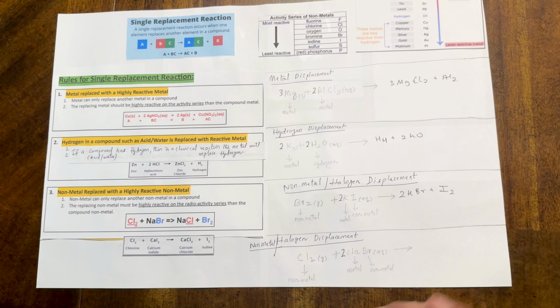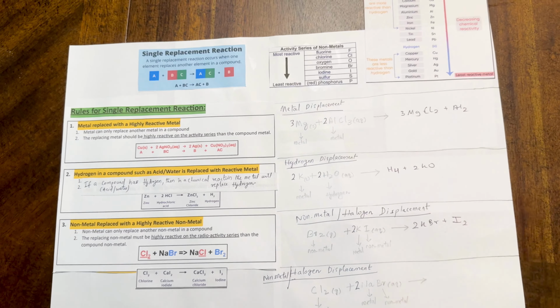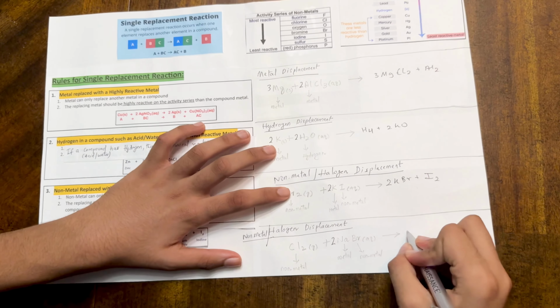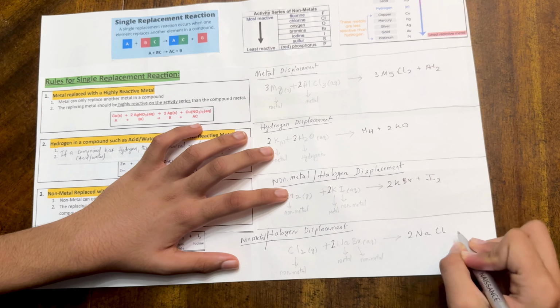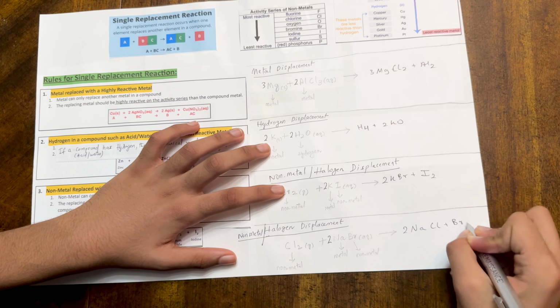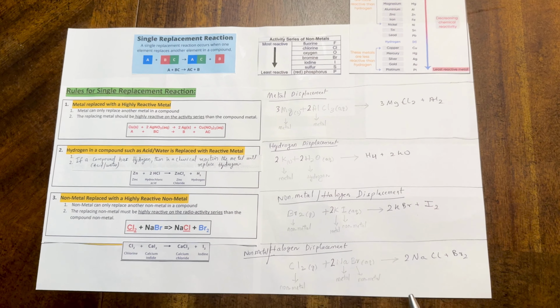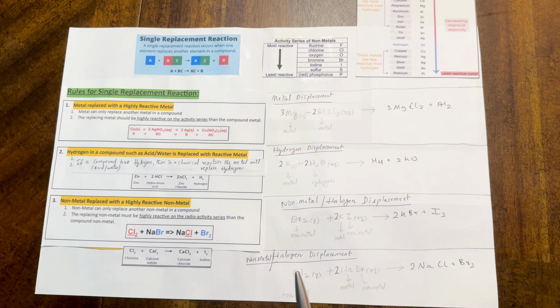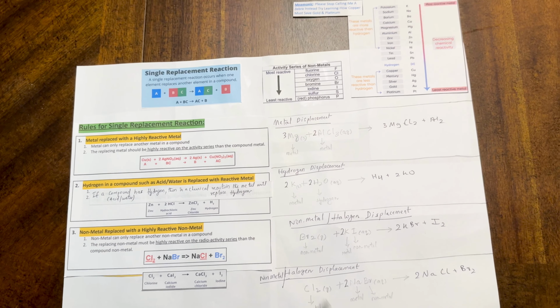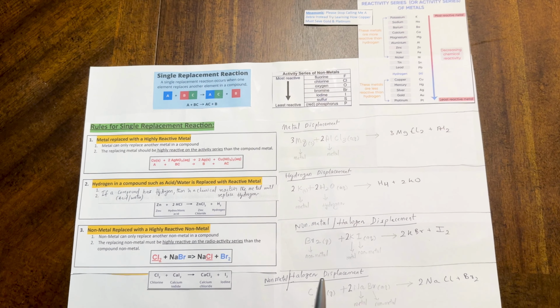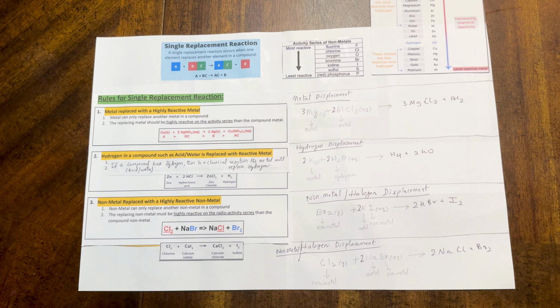Another example of a non-metal being displaced is chlorine. Then we have sodium and bromine. Bromine and chlorine are non-metals, but sodium is a metal, so sodium stays. If we go here, bromine is here, but chlorine is higher up, so it's more reactive, so it replaces the bromine. So we have 2NaCl plus Br2. These are all balanced equations, so no mass was created nor destroyed. This is all about single replacement reactions, where one element replaces another element in a compound.